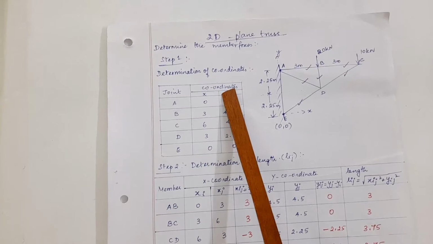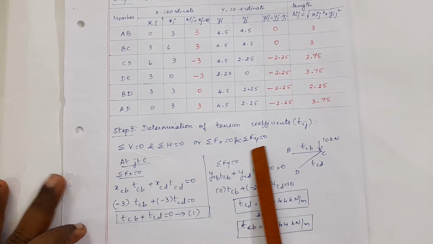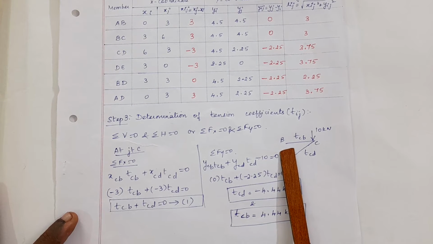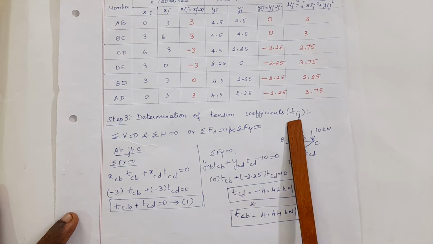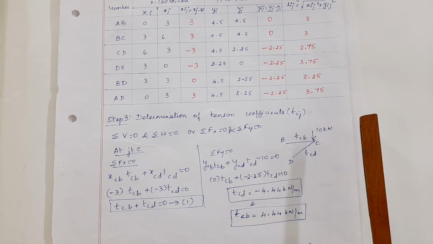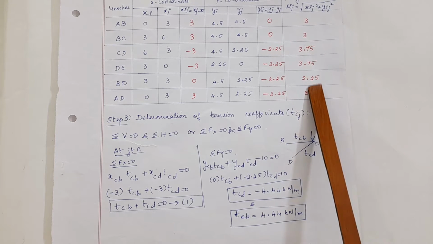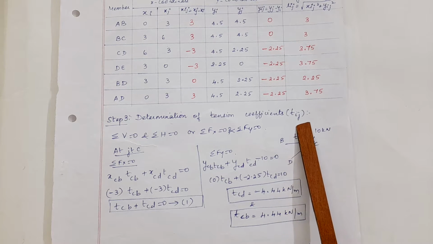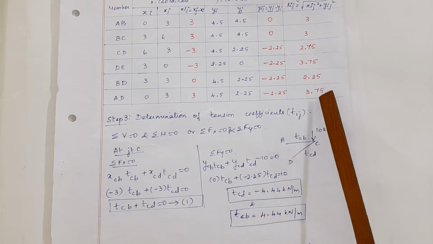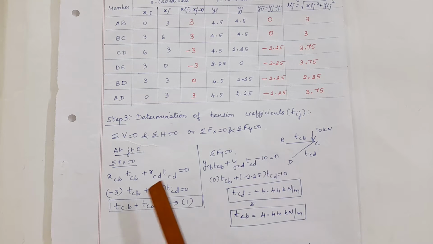So first step, I have determined the coordinates. Second step, the length is being determined. Third step, we need to determine the tension coefficients. Only then I can find the force in all the members as a multiplication of tension coefficient and its length. Here I have determined the length of the member. Next, I'm going to find the tension coefficient. So multiplying length and tension coefficient, I will get the value of the force in each member.